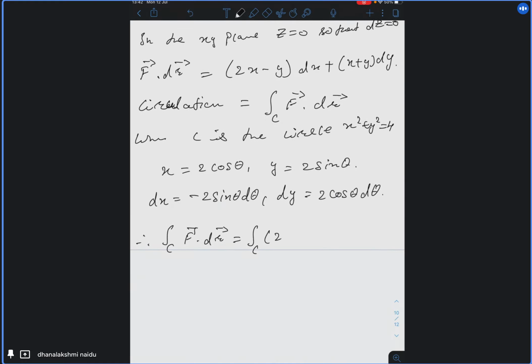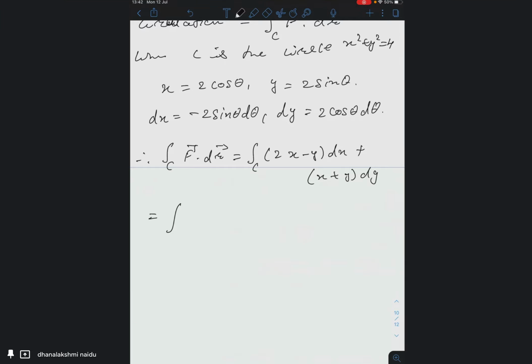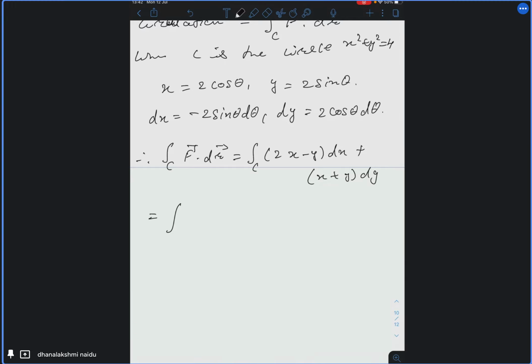Here I'll write (2x minus y) dx plus (x plus y) dy. So this will be equal to, now since everything we have converted to the theta variable, what are the limits of theta? Can you tell me? What should be the limits of theta? 0 to pi by 2. 0 to pi by 2 now. First quadrant only.